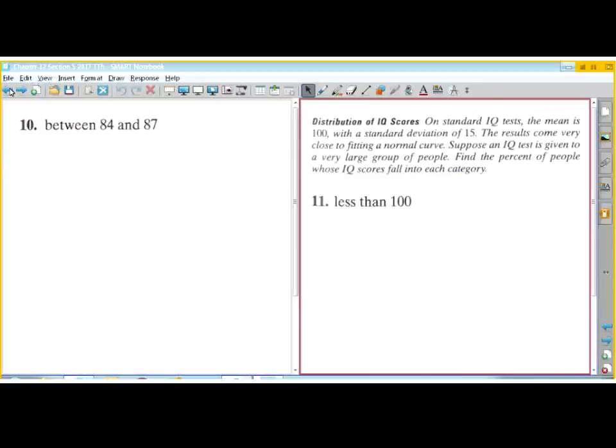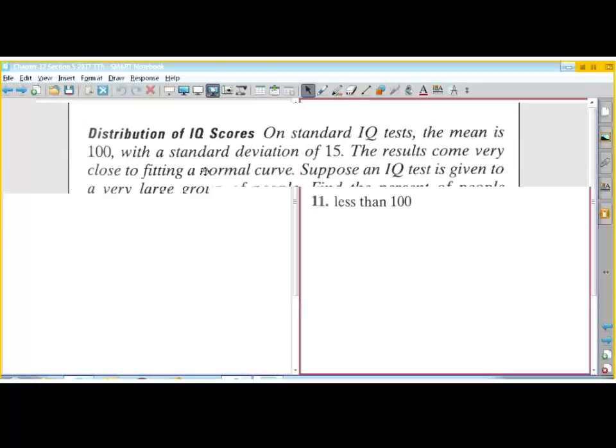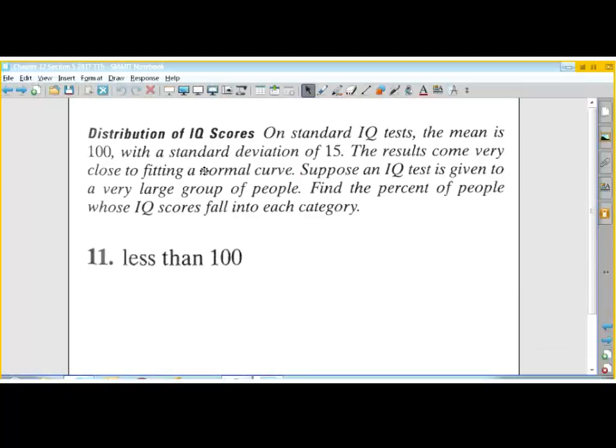So what we're going to do is just do a few more examples. And I'm going to change these slightly just to make them a little more interesting. So here we have a problem. IQ scores.